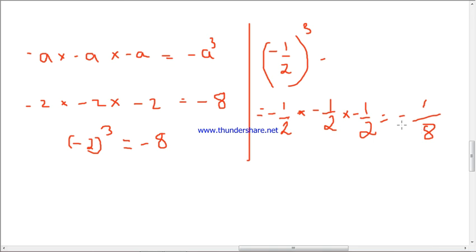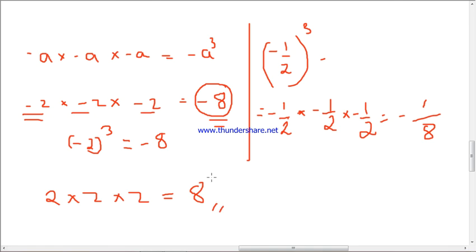Now, if you have noticed something over here, if you multiply a negative number by itself 3 times, your answer will also be negative. Similarly, if you take a positive number, your answer will also be positive. This means that the cube of a positive number is always positive, and that of a negative number is always negative. If you multiply a positive number, 2 into 2 into 2, your answer will be positive only.